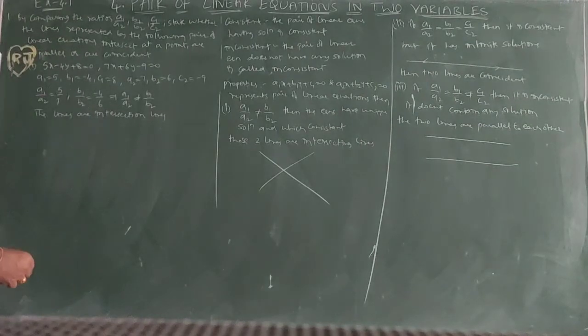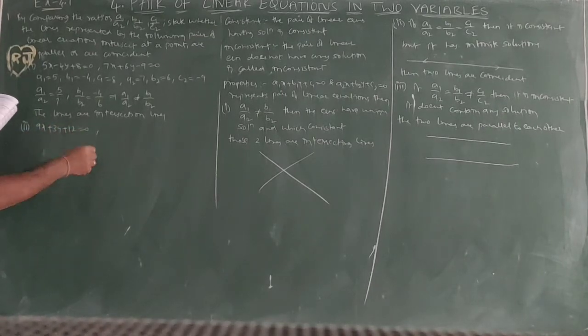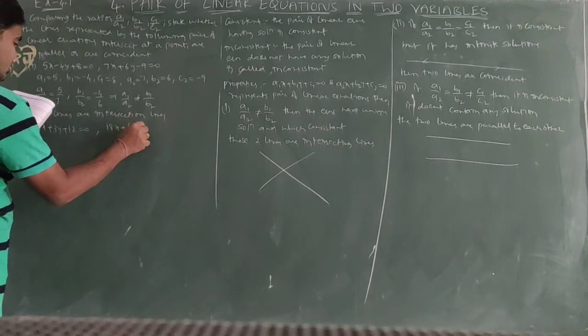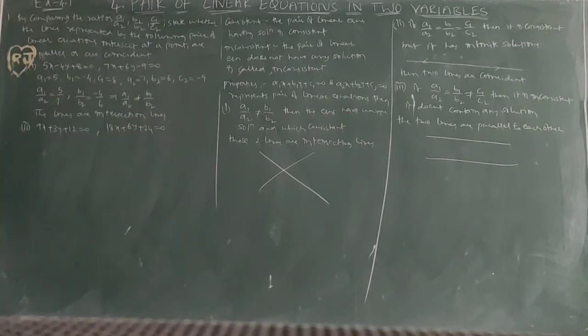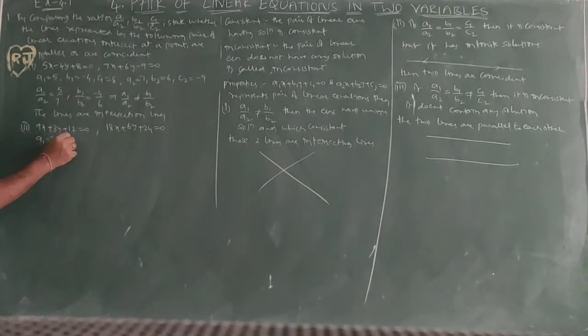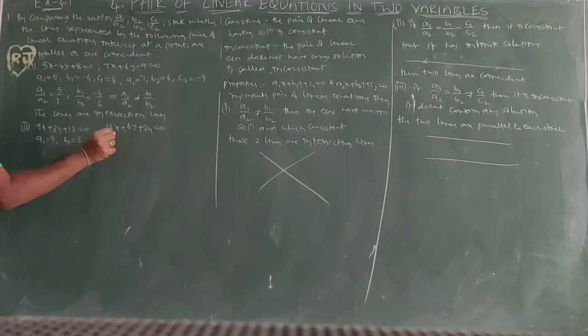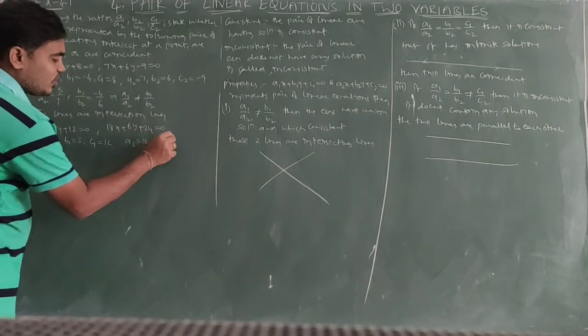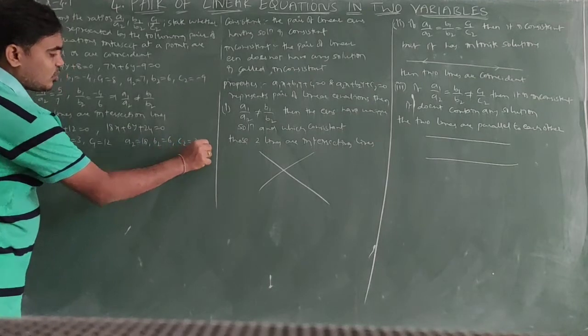Okay. Next, second, 9x plus 3y plus 12 equal to 0, comma 18x plus 6y plus 24 equal to 0. Again, A1 equal to 9, B1 equal to 3, C1 equal to 12, A2 equal to 18, B2 equal to 6, C2 equal to 24.